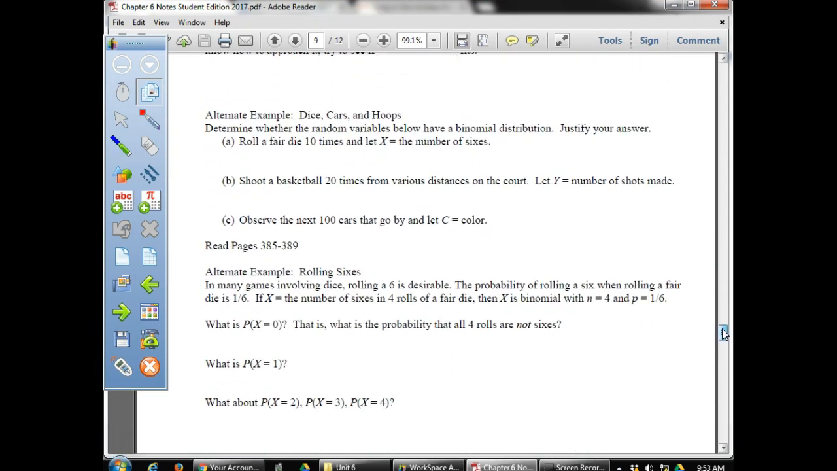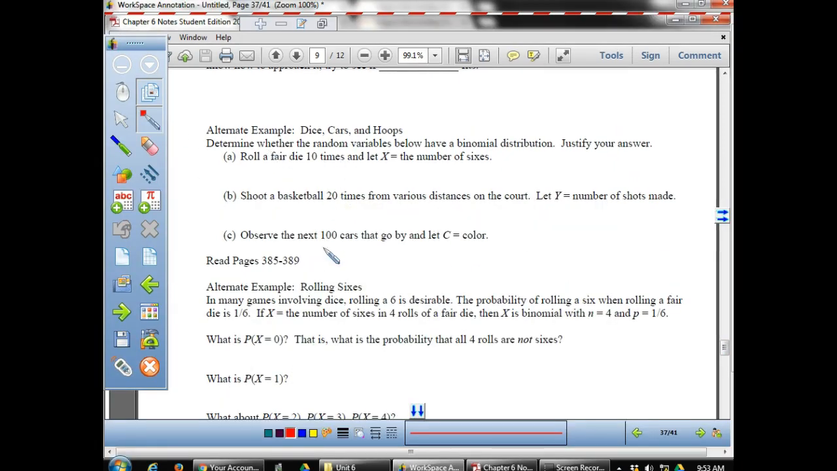Okay, so let's do an example. So we are basically here, we're going to determine, do we have a binomial setting? Is this a random binomial variable? So we're going to roll a fair die 10 times and let X equal the number of 6s. So in this case, let's kind of go through, is this binary? And it would be yes, because either you get a 6 or not.